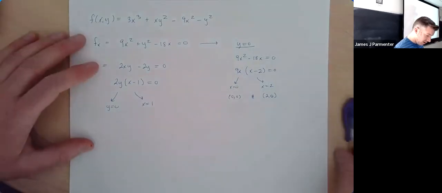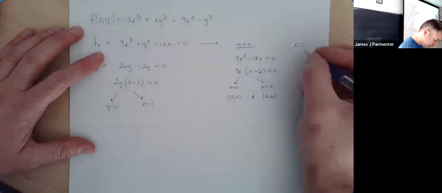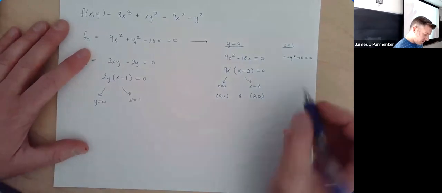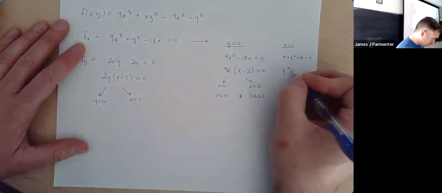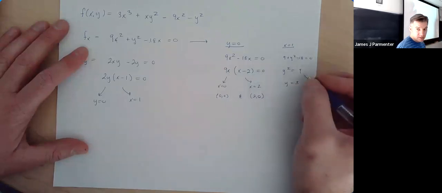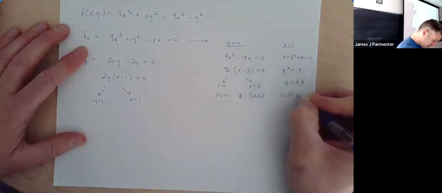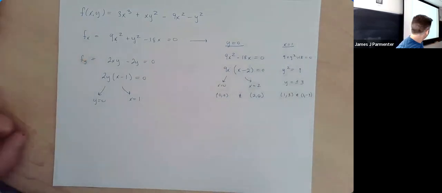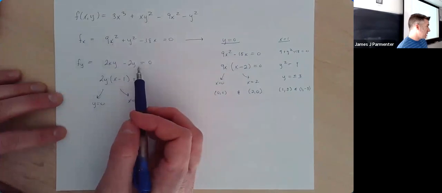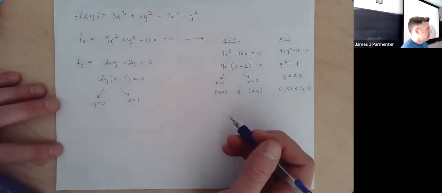Now we do the same thing for x equal to 1. I plug in 1 for x and I'm left with 9 plus y squared minus 18 equal to 0. 9 minus 18 is negative 9, so y squared equals positive 9, and y equals plus or minus 3. So I get two more critical points: x is 1 and y is 3, and x is 1 and y is negative 3. Those are my 4 critical points. You could plug any of these into both partial derivatives and get each equal to 0. Now we have to calculate gamma for each of these 4 points.